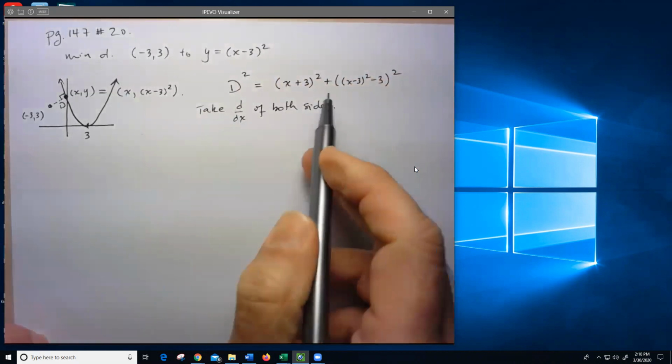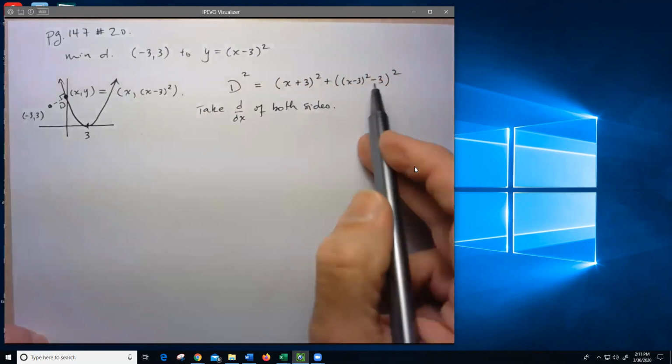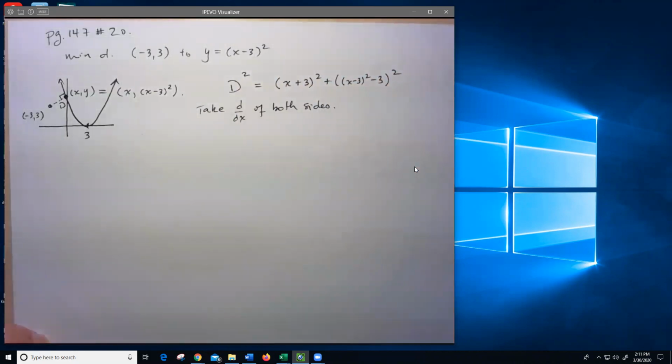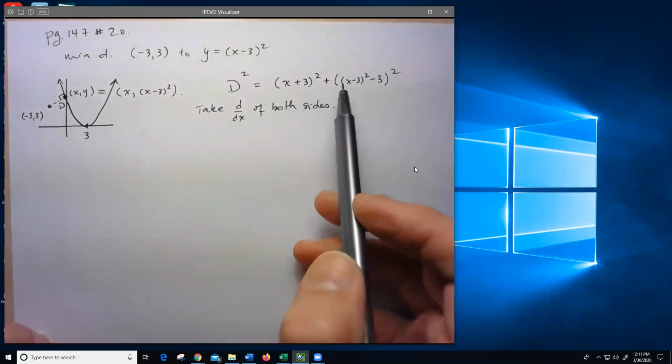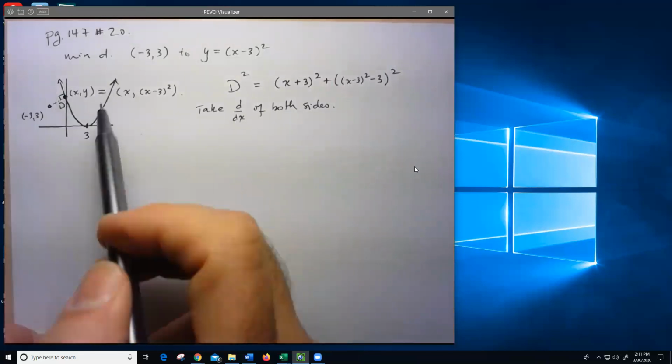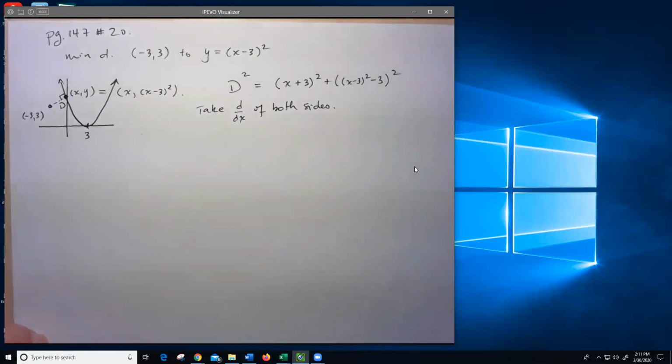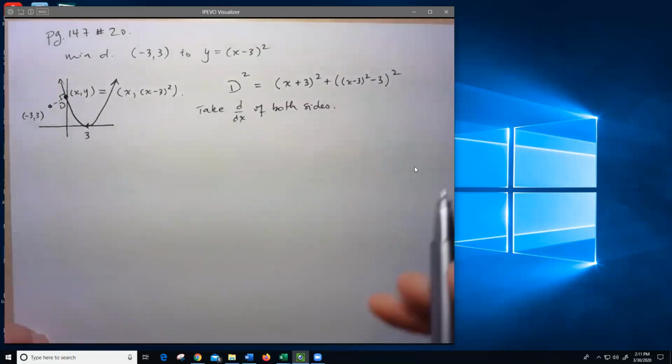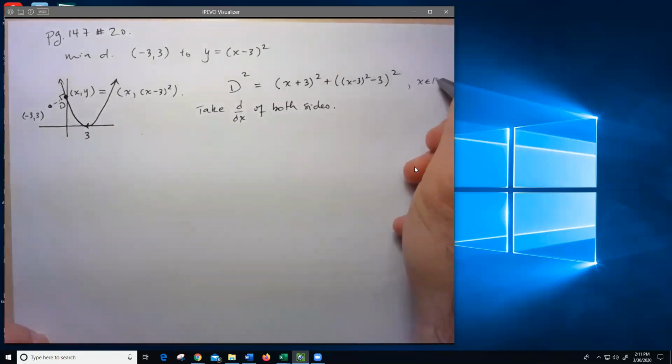Now, by the way, what is something that I should have been explicit about when I wrote my model? What else should I be including anytime I have a model that I'm trying to optimize? Yeah, the domain. So are there any restrictions on what x can be here? Well, x can be anything because it could be any point on this curve that is the closest one to (-3, 3). So this is one of those few scenarios where x can be any real number. All right, so let me take the derivative with respect to x of both sides.